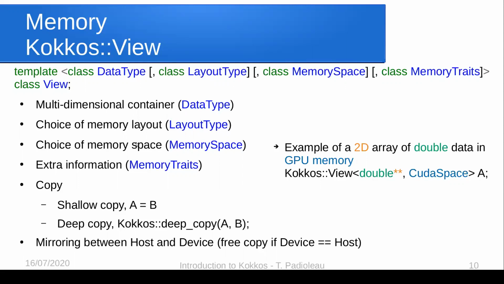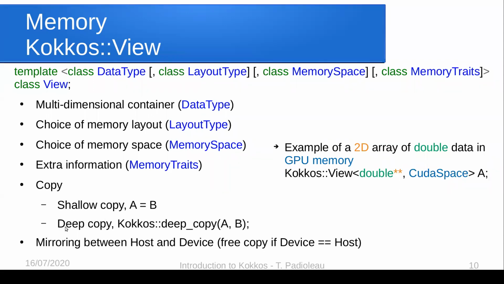We can choose the layout, and we can choose the memory space. It is not required. We can rely on some default values provided by Kokkos. We can also provide some memory traits. I will not cover this today. One important fact is the way of copying such containers. There are 2 ways of copying. One way is using the assignment operator. In this example, if A and B are both compatible Kokkos views, you can assign B to A. It means that A will refer to the same memory location as B.